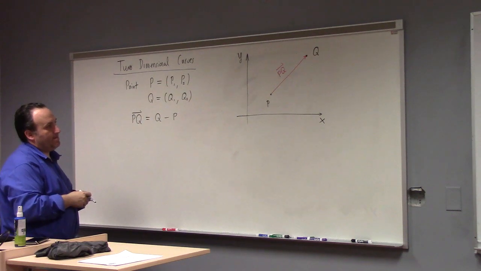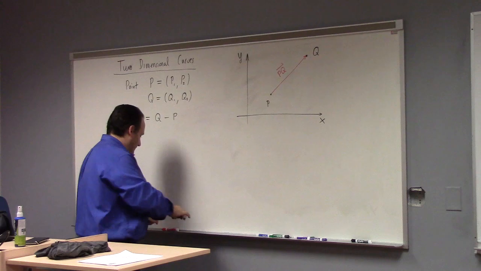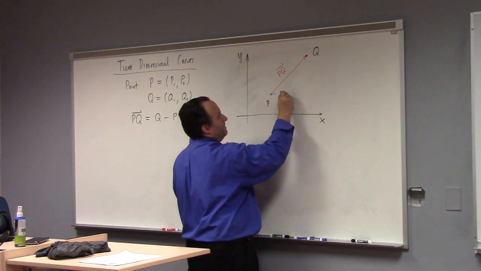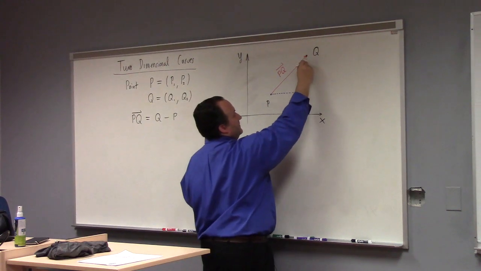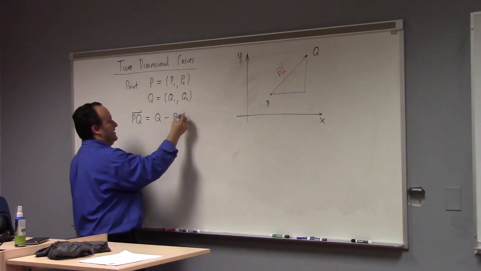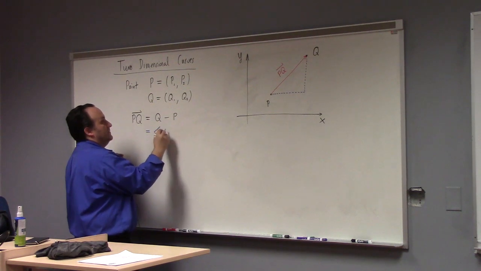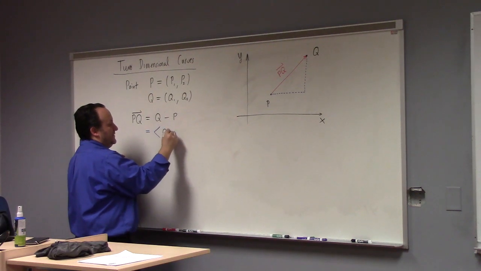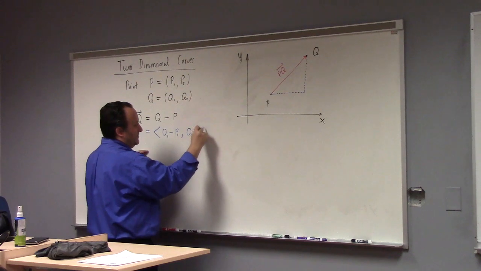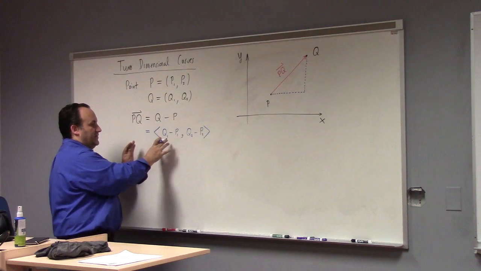Now, that makes sense in terms of just the picture, if you want to think about it. If you look at this here, and you look at this here, what are these distances here? Well, in coordinates, what we mean by this is the vector ⟨Q1 minus P1, Q2 minus P2⟩. So these are the coordinates.